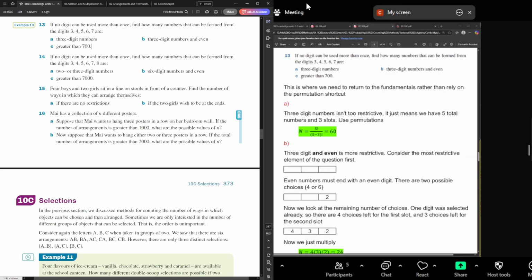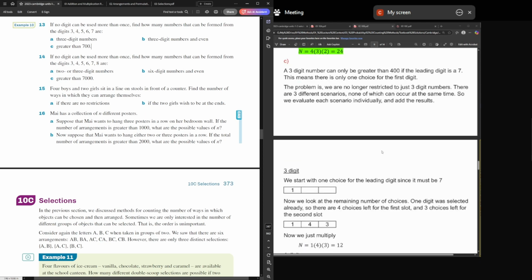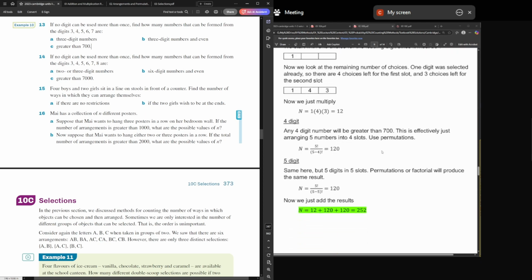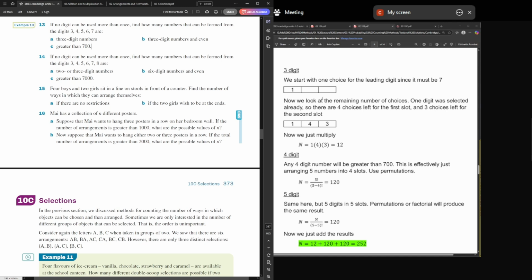Okay, cool. So basically, the way you handle that is you consider 3, 4, and 5 digit numbers respectively. So what we were talking about before, for the 3 digit, the leading digit had to be 7. That gives you one choice there, and then from there you backfill. There are now 4 choices left for the second digit, 3 for the last, because you've got 5 digits in total.